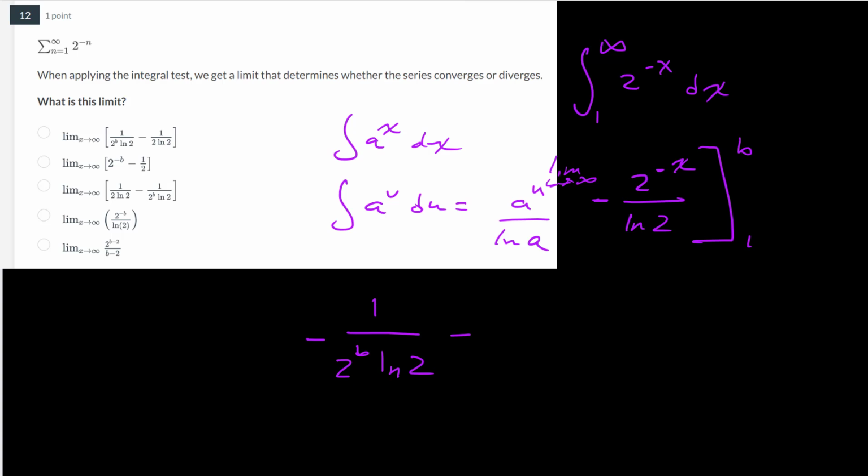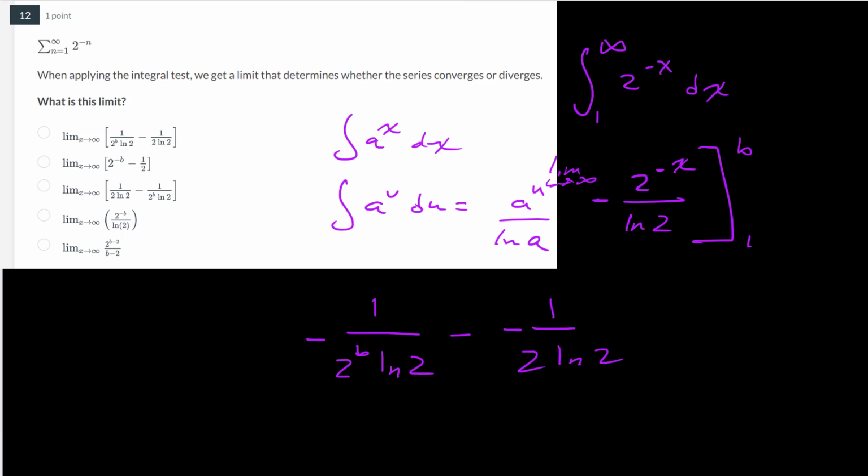subtract the limit on the bottom here. We're evaluated at the bottom. So that's another negative 1 over 2, because it's 2 to the negative 1. We're putting 1 in there for x, natural log of 2. So when we take this integral and then we evaluate it, this is an improper integral. So we're going to have to take the limit as b goes to infinity of this improper integral.